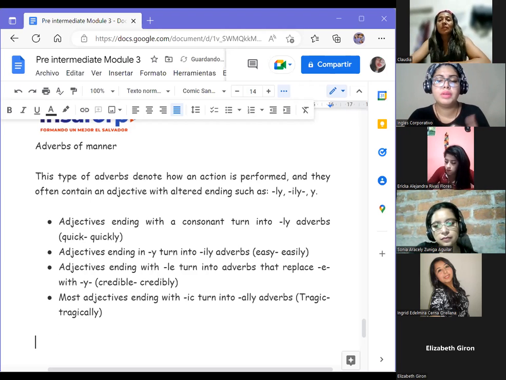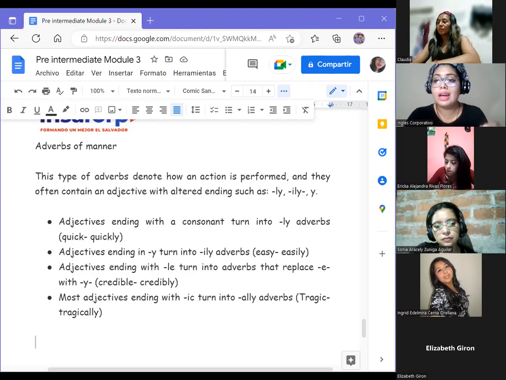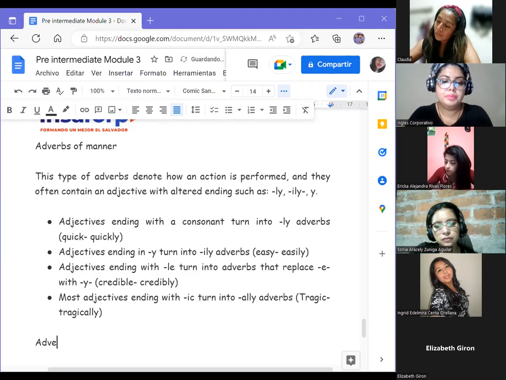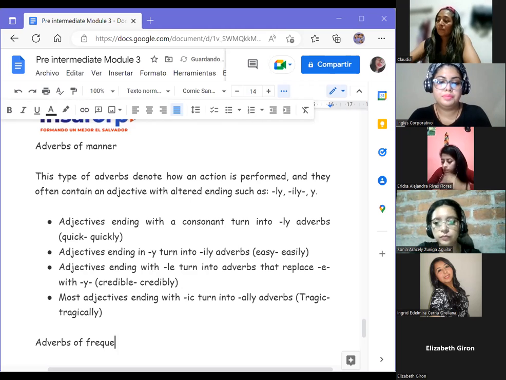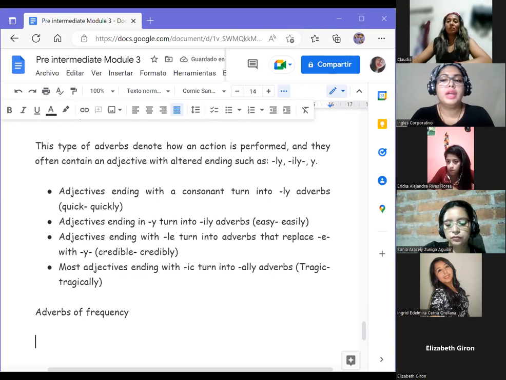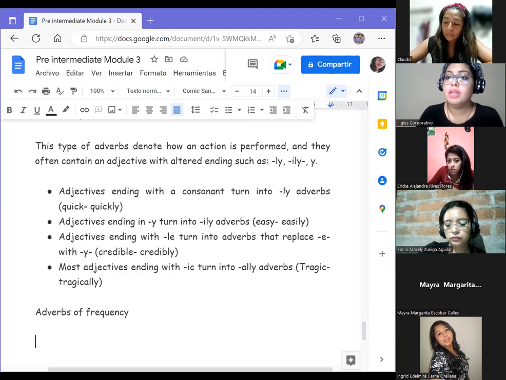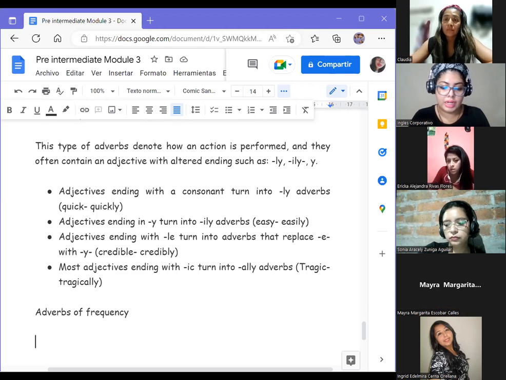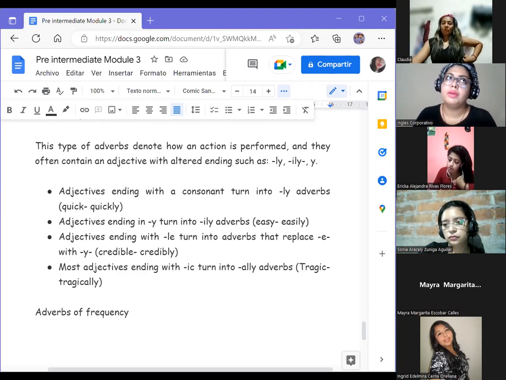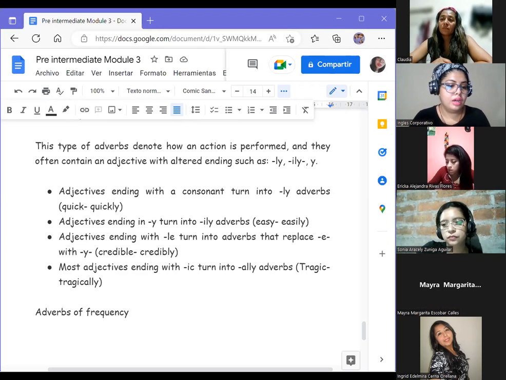Then we have one of the most common groups of adverbs that we use in English, that are the adverbs of frequency. I think this group is one of the most used because we can create a lot of sentences with these adverbs of frequency. And maybe you know what these adverbs of frequency are because they are very, very common and kind of easy to understand. And also, in this kind of adverbs, we have like, how can we say it? We have a degree.